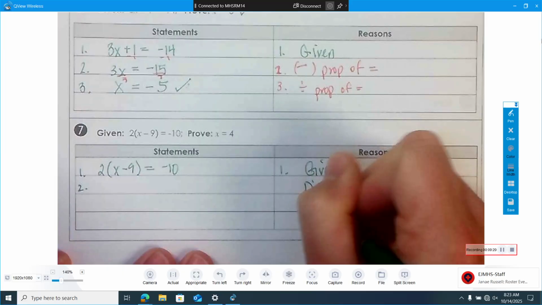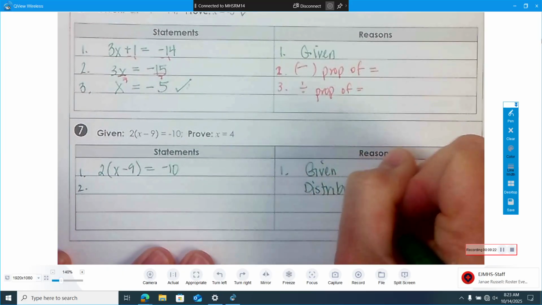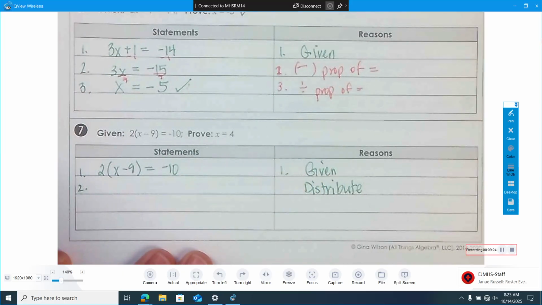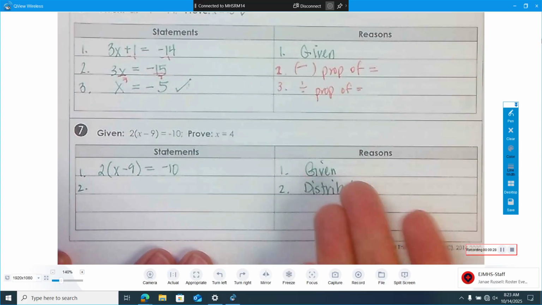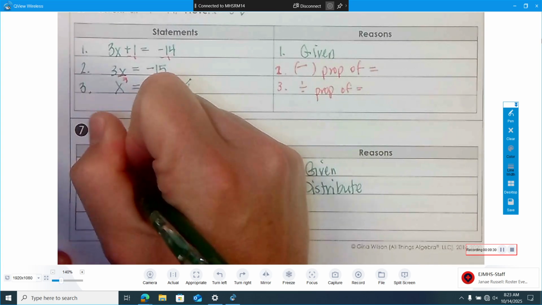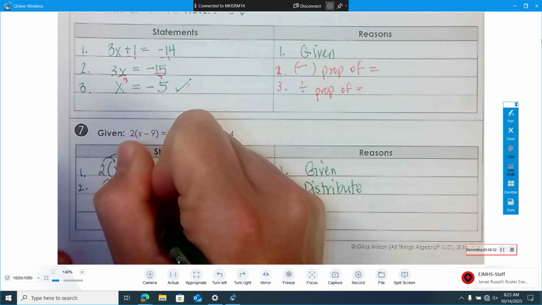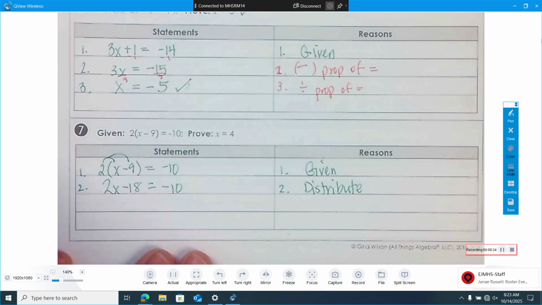Distribute. So it's kind of nice. I wish they would write the reasons first because that's how it works. What are we going to do? We're going to distribute. So then we write the result down. We get 2x minus 18 equals negative 10.